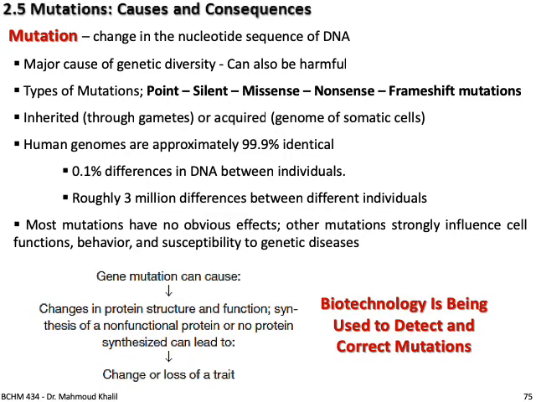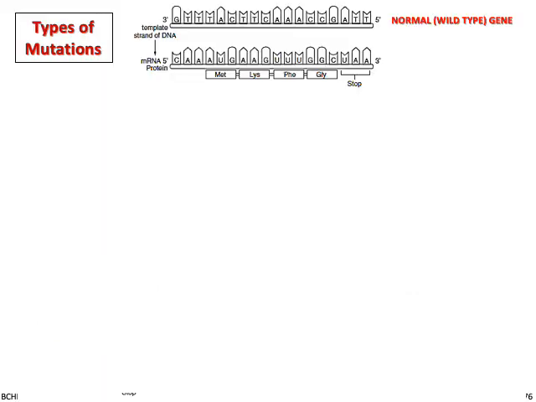So biotechnology is being used to detect and correct mutations. If we look closely, this is one of the important slides. If you look closely at the types of mutation, assume that this is a normal wild type gene, with double-stranded DNA, and a single strand transcribed into messenger RNA. This messenger RNA is translated into a polypeptide of 4 amino acids: methionine, lysine, phenylalanine, and glycine, followed by a stop codon, so there is no amino acid. This is the normal behavior of a gene transcribed into messenger RNA and followed by translation.